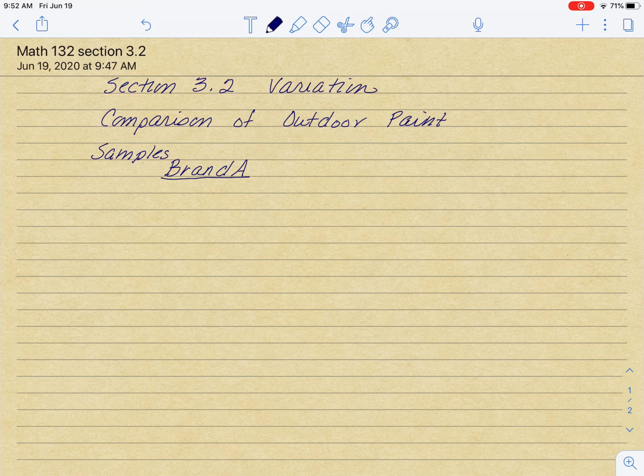So brand A: this is 10 months, 60 months, 50 months, 30 months, 40 months, and 20 months. So we have 6 different samples of this paint, and this is the months that those different samples survived. And then brand B, we have 6 samples of it also, and those 6 samples lasted 35 months, 45 months, 30 months, 35 months, 40 months, and 25 months.